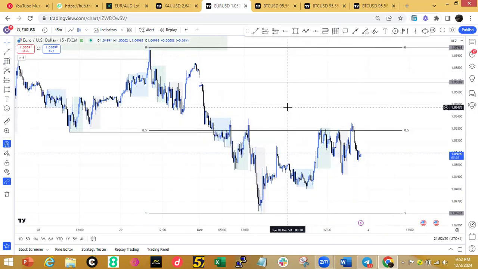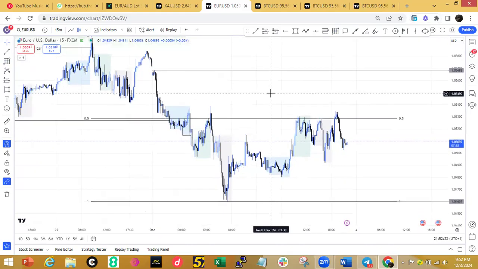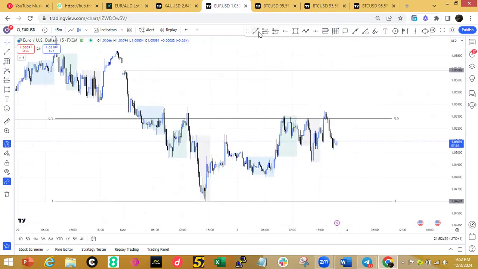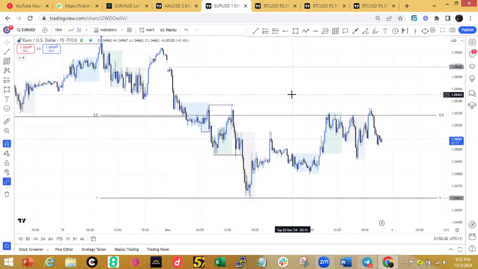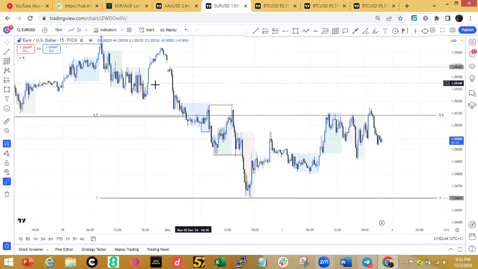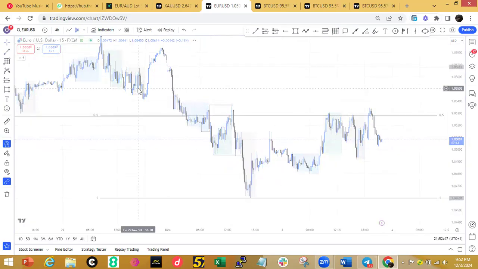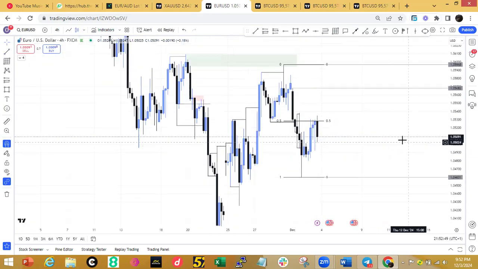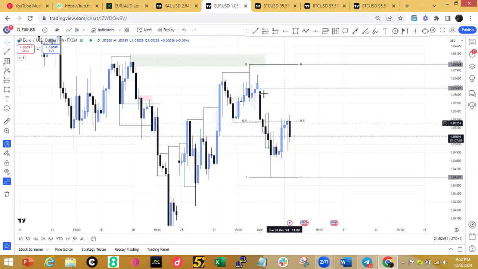So inside here, what did I see? I marked out this thing on Friday last week. Look at it. This is a sweep, and this is a break. So now M15 is aligned with H4. H4 current price action is what? Bearish, sweep and break. It is bearish.